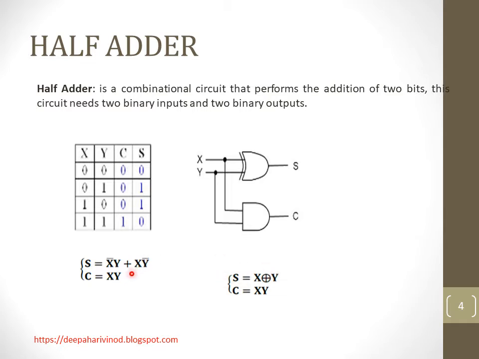So I can draw the circuit diagram for the same by using an XOR gate and an AND gate. So this is the circuit for the half adder, which consists of sum as well as carry.